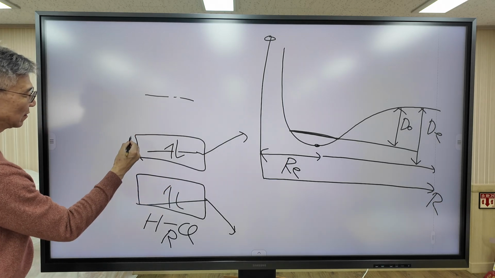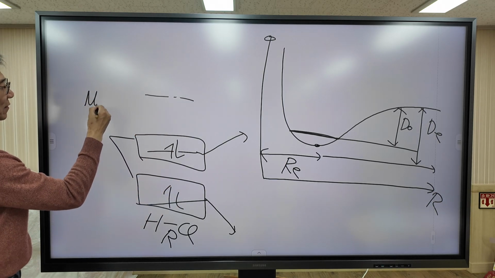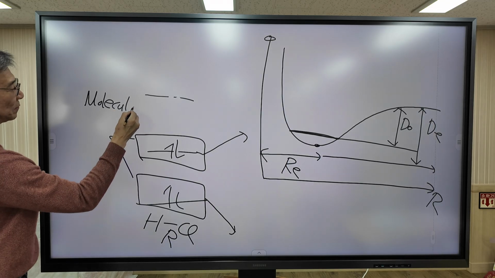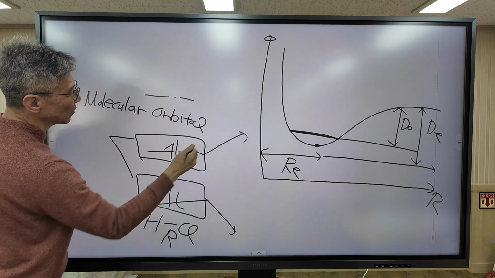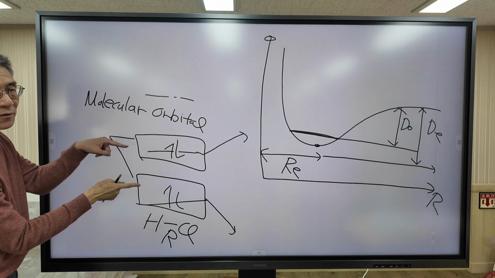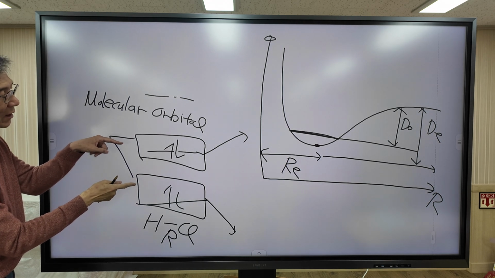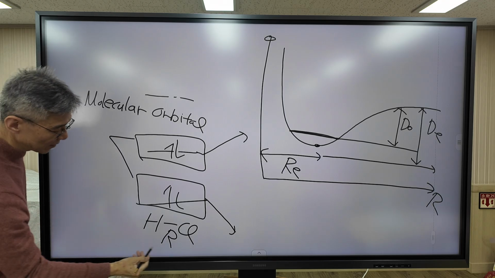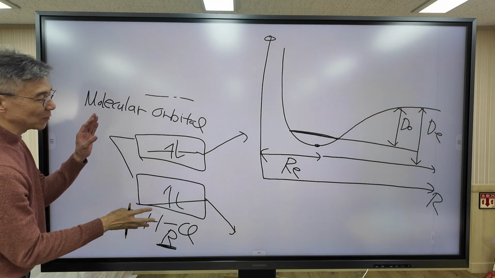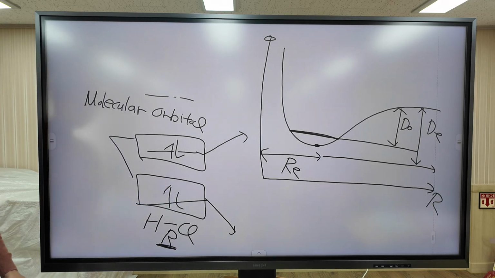This is called molecular orbital. In chapter 6, we are going to study this orbital, which is called molecular orbital. As I said before, the molecular orbital actually depends on r. This is the main focus of today's topic.